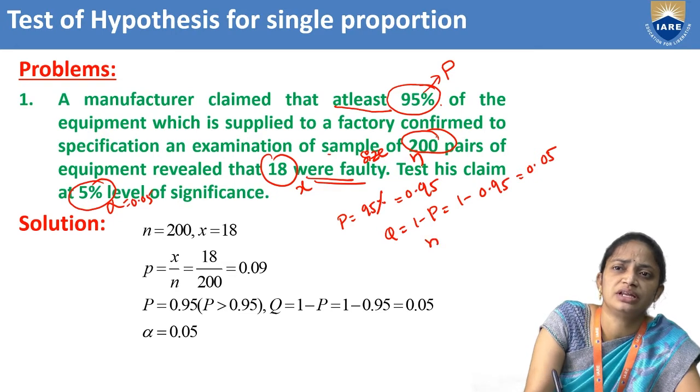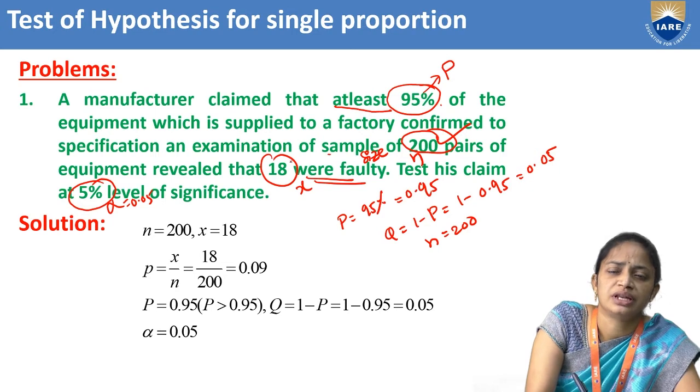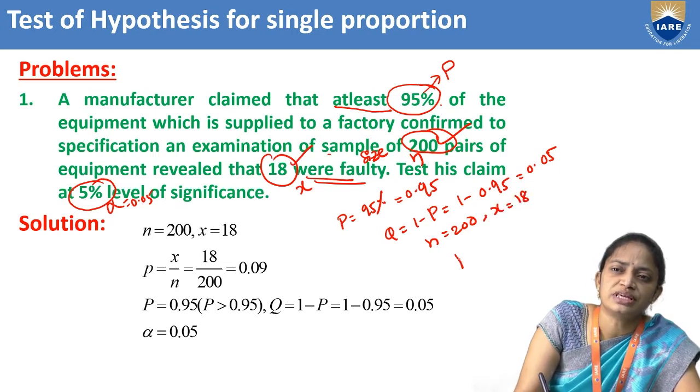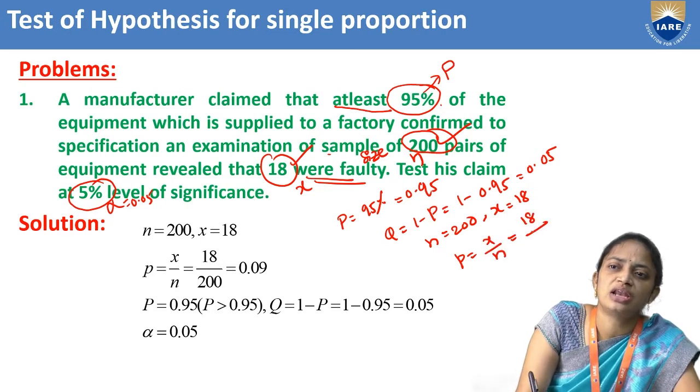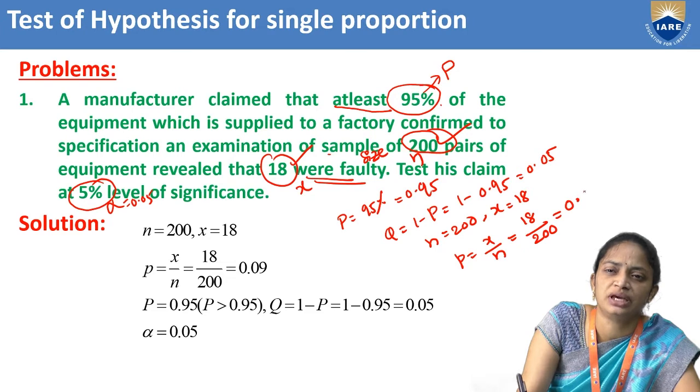Okay, so what about the N value? Here they have given that the N value is 200. So what is the X value? Here the X value is 18, X equal to 18. So what is small p? X by N. So X is 18 and N value is 200. After simplification we will get small p equal to 0.09.